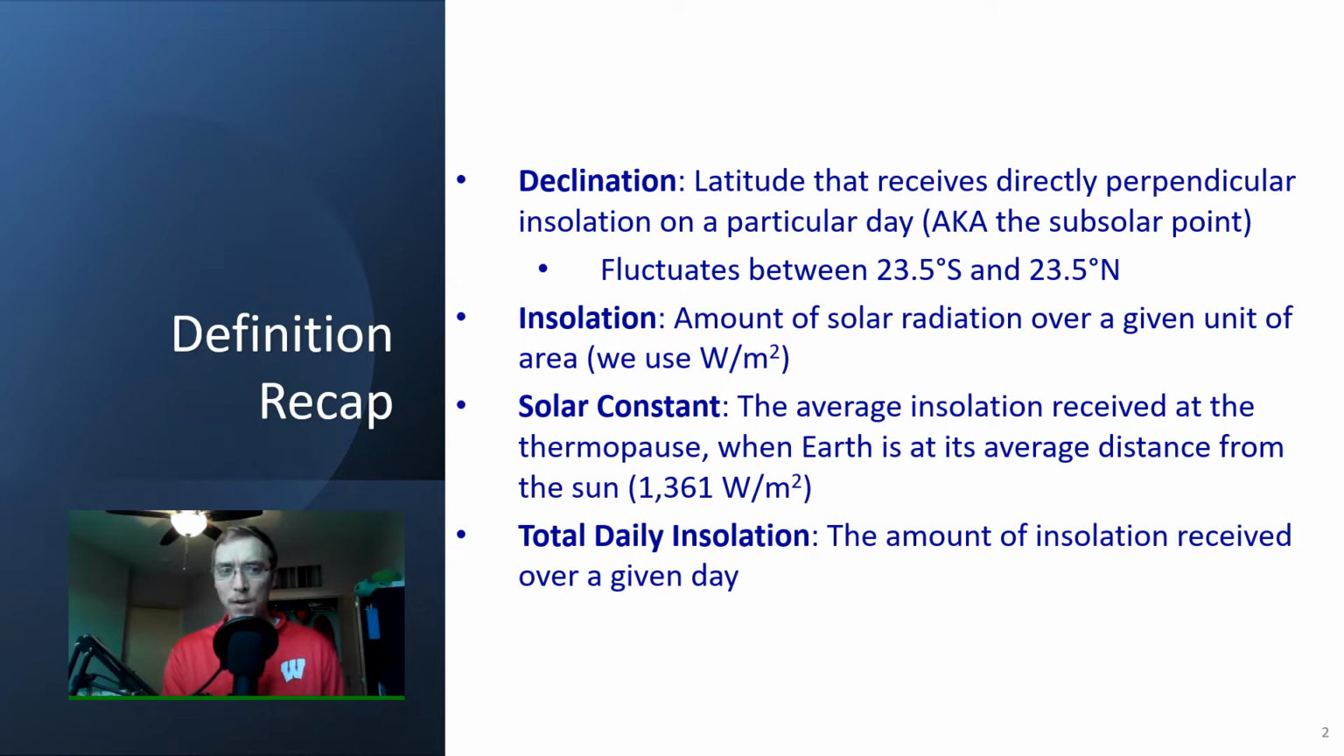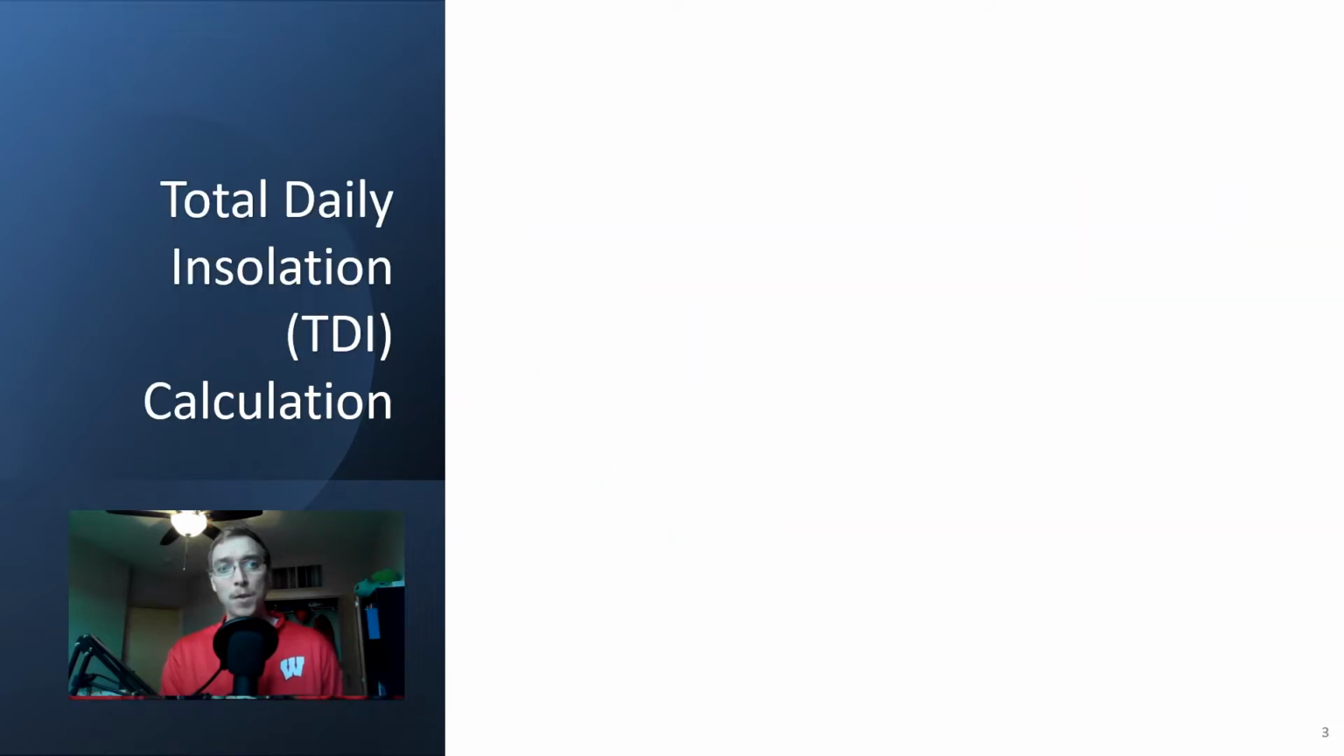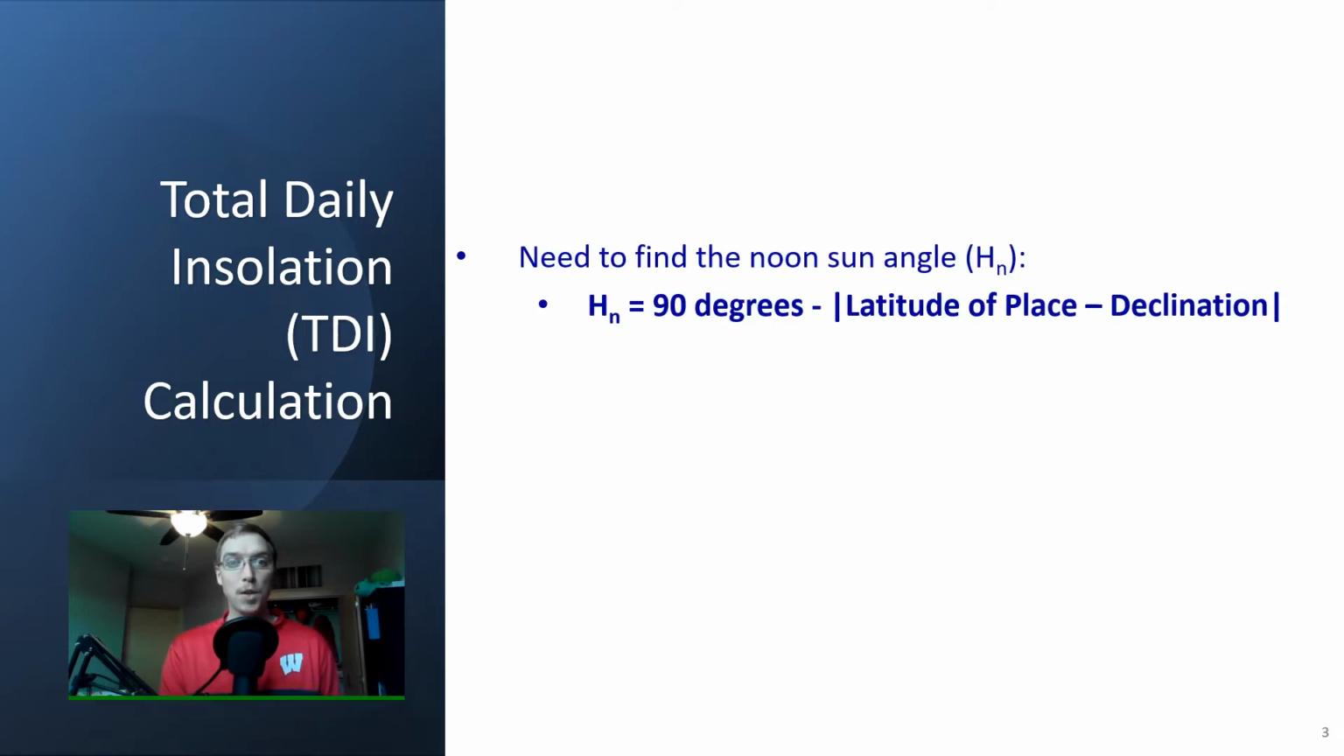So let's break down TDI, or total daily insolation, a little bit more. You might recall, or you might still be doing your total daily insolation calculation homework, and that's awesome. If not, this is how you would go about doing it. So first off, you need to find the noon sun angle on a given day. The noon sun angle is equal to 90 degrees minus the absolute value of the latitude of place minus the declination. So a couple things to consider here.